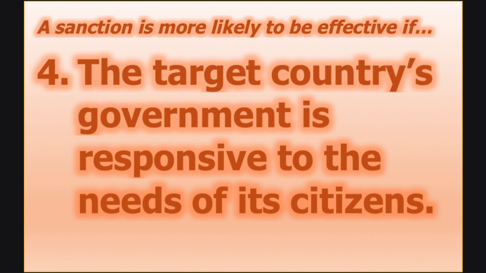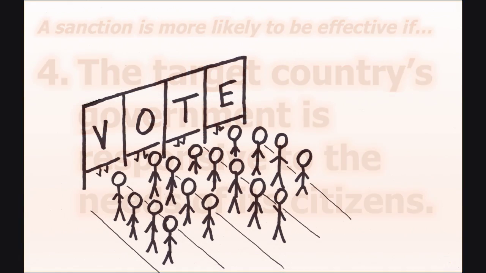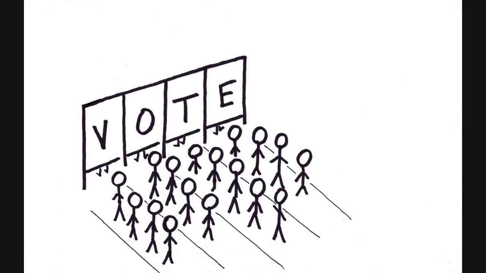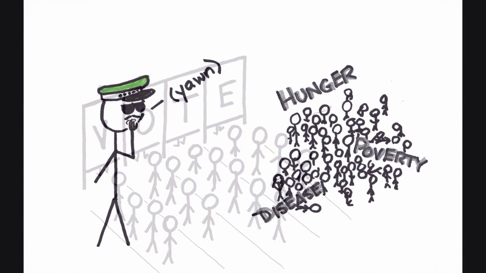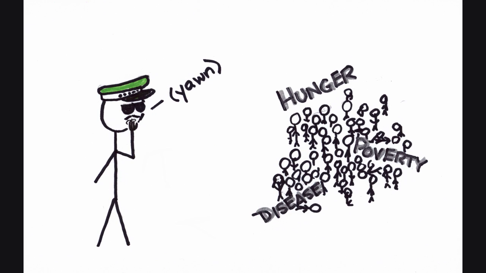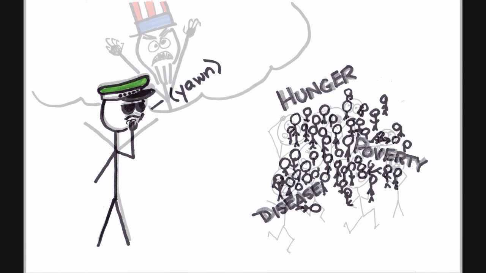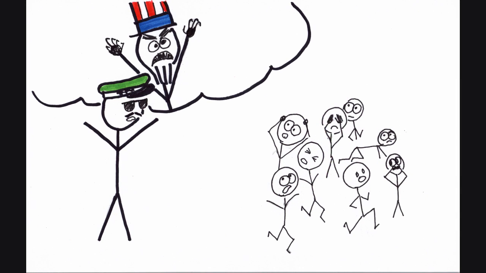When will the government be most concerned about the needs of its citizens? Probably in a democracy where citizens have the power to change the government on a regular basis. When will the government be least concerned about the needs of its citizens? In a dictatorship, the people have no power, and in fact, the suffering of the people can often be used to the advantage of the dictator, who can then pin the blame for said suffering on the foreign country.